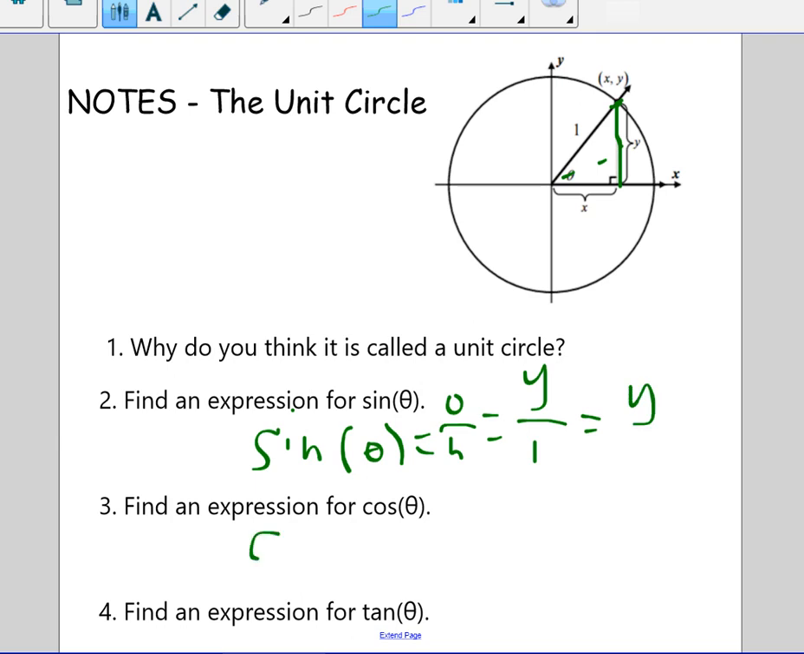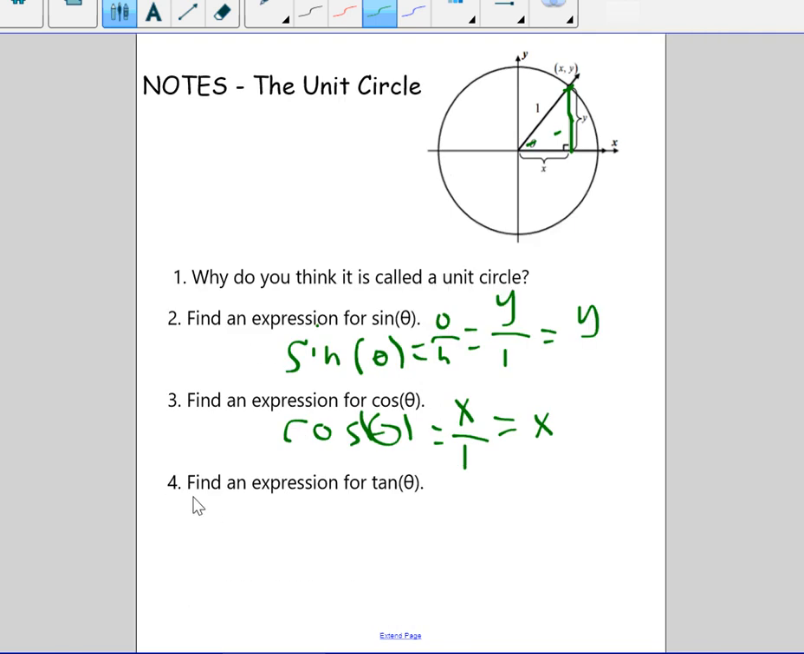And then cosine of theta, if we're looking on the unit circle, our adjacent side is just x, whatever x is, over the hypotenuse, which is 1. And so cosine of theta is x. And then tangent of theta is equal to opposite over adjacent. So the opposite side is x over the adjacent side is y.